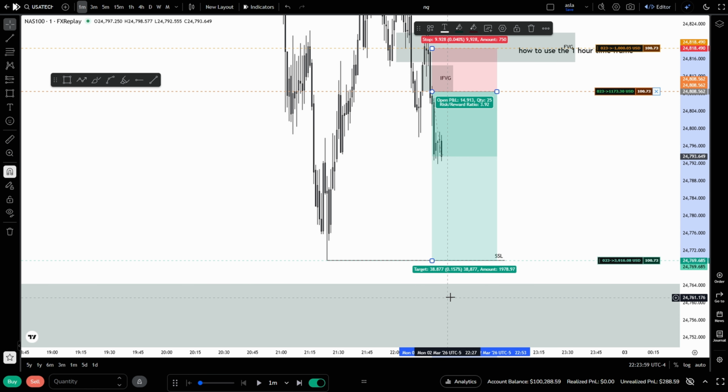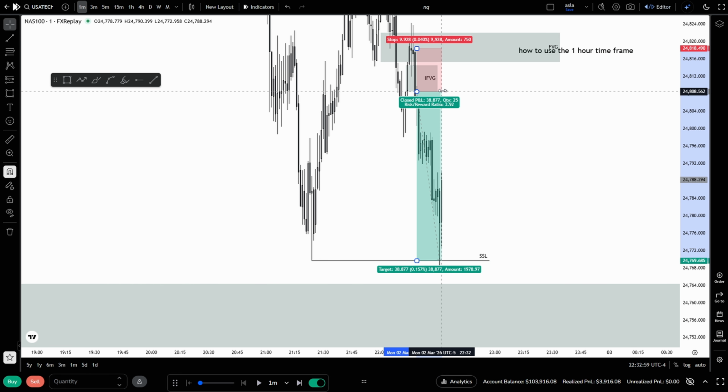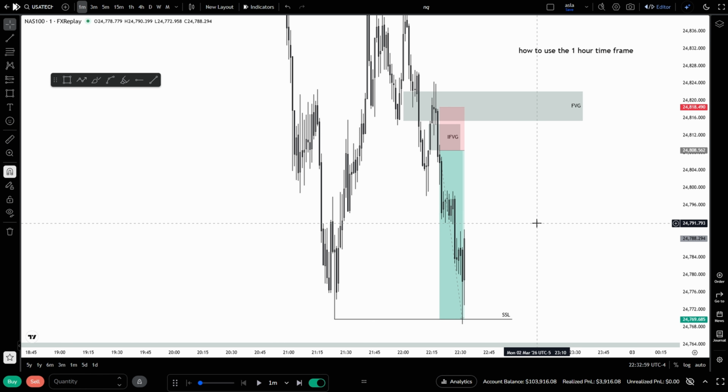And that's all you really need for the day. One clean setup, aligned across time frames, executed with patience and confirmation. So this is how you use the 1-hour time frame, not for entries, but to frame your bias and identify your key areas. And then you refine everything down to the lower time frames for execution.